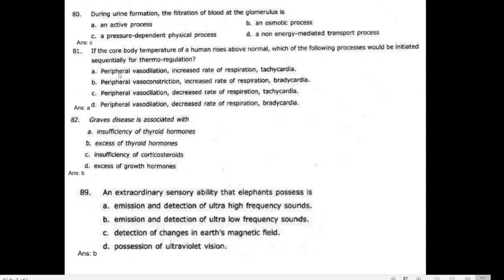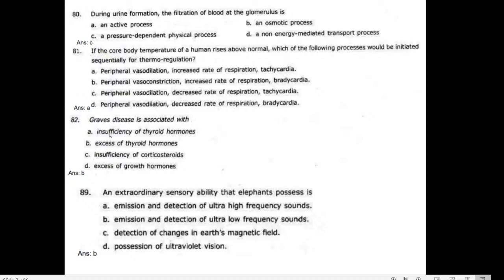The answer is peripheral vasodilation, then increased rate of respiration, then tachycardia. This is the sequential process for thermoregulation.